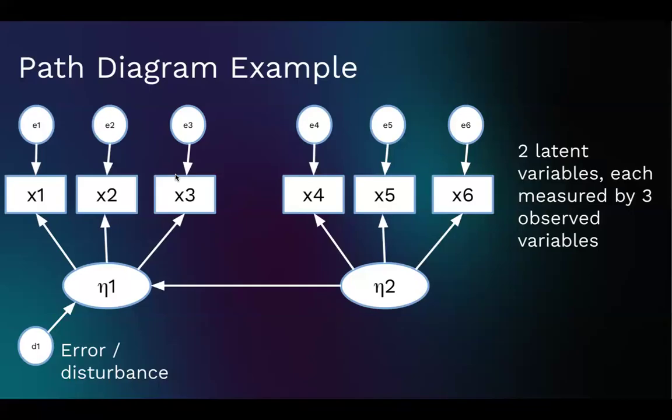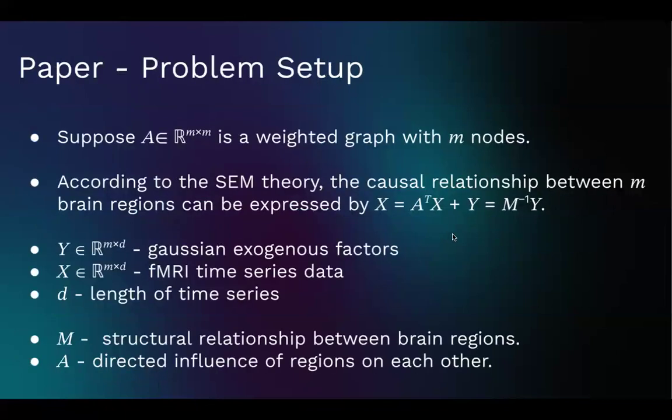Okay. So, getting into the paper, they base their problem setup on this SEM theory. They propose that we have the adjacency matrix A, which is just a weighted graph with M nodes. For us, these M nodes would be M brain networks. So they're saying, according to SEM theory, the causal relationship between M brain regions can be expressed using this equation here.